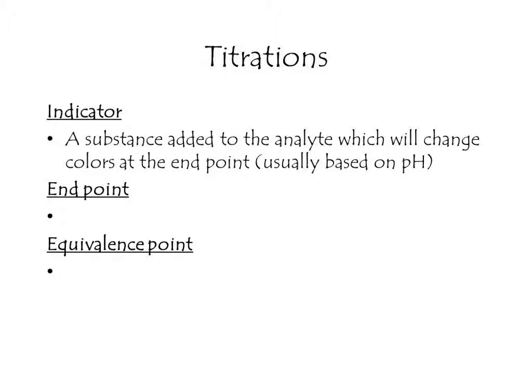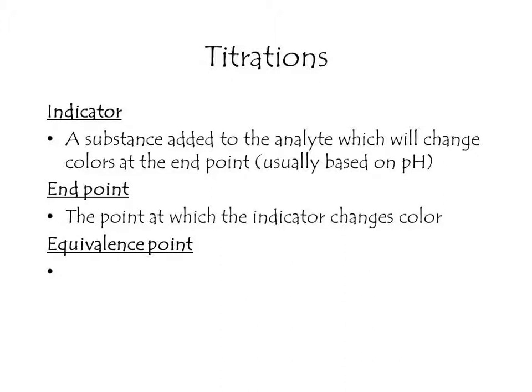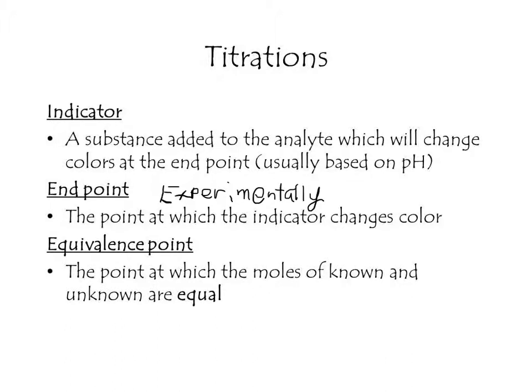Now, what is an endpoint? An endpoint is the point at which the indicator changes color. And the endpoint is something that you see in an experiment. So the key thing with this is what you see experimentally. And an equivalence point is your point at which the moles of the known and the unknown are equal, and this is indicated by your endpoint. So that's how you determine your equivalence point. It's by your experimental endpoint.